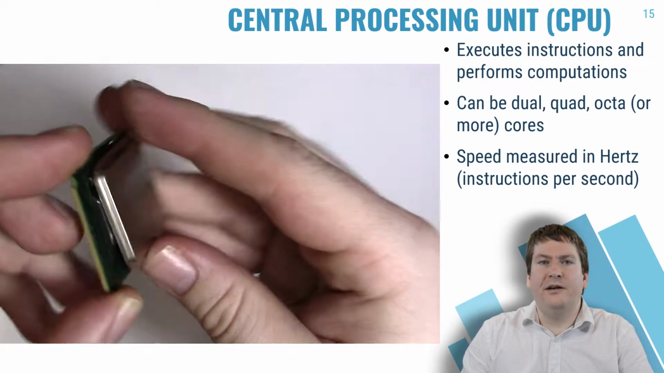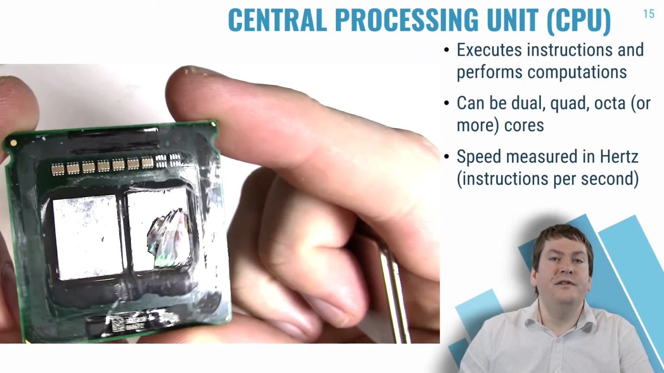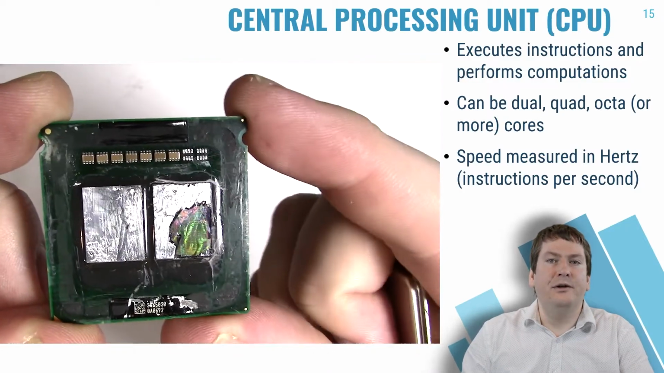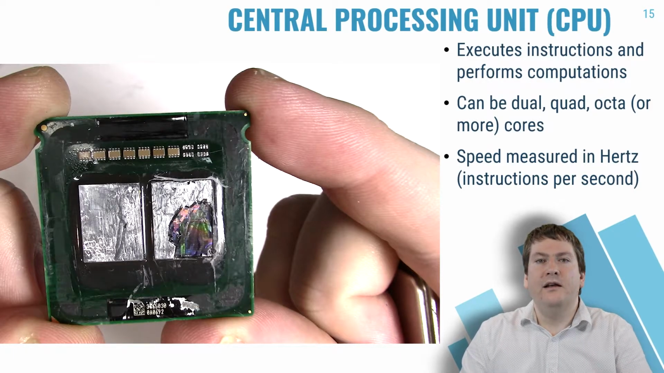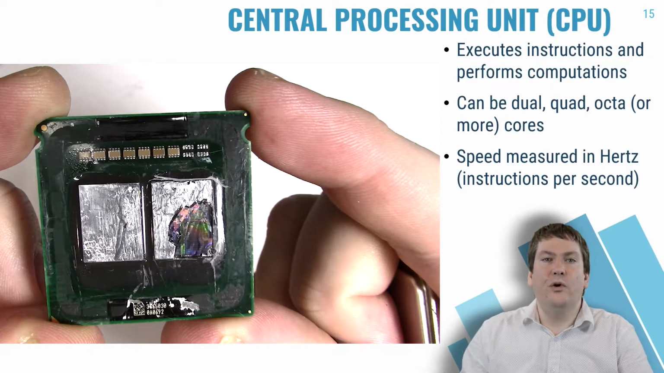Now, if we remove this metal shield that we call the lid or heat spreader, we can see there are 2 CPU dies embedded in this CPU. I've removed the top layer of a CPU die on the right-hand side, but the left-hand side is what they normally look like, sort of shiny like this. In this case, each CPU die has 2 cores embedded in it.